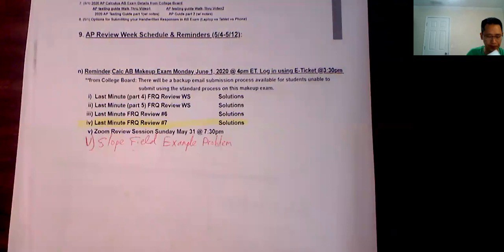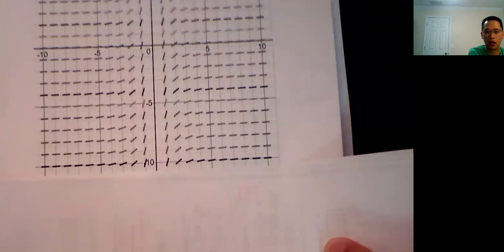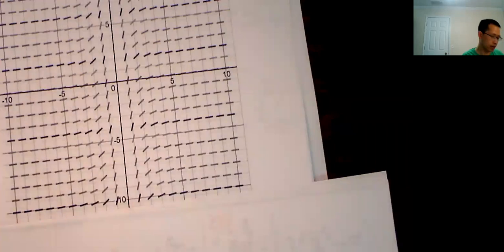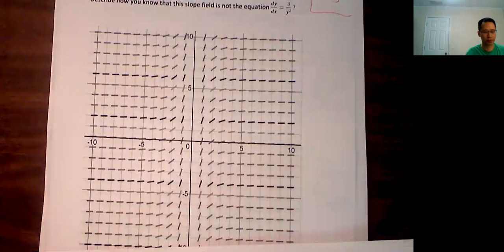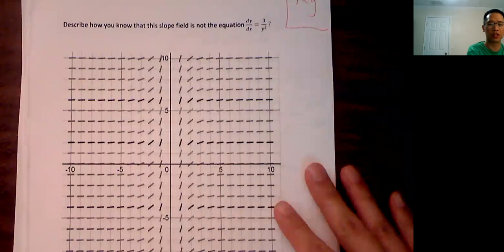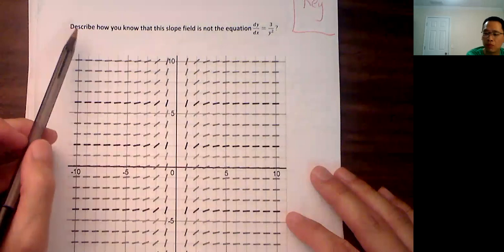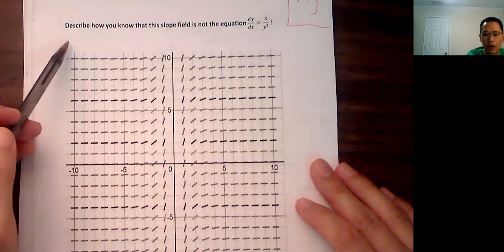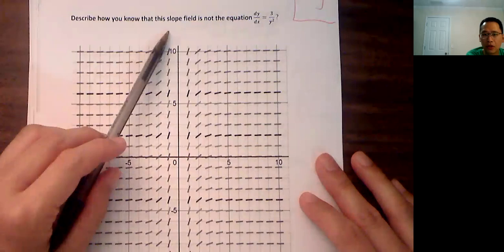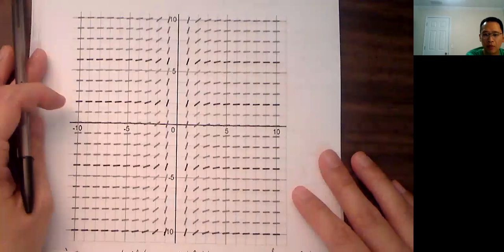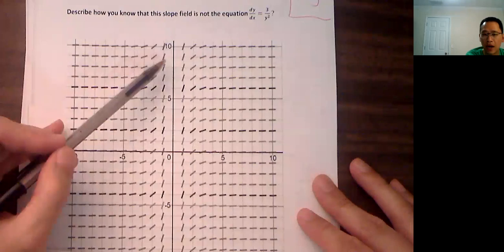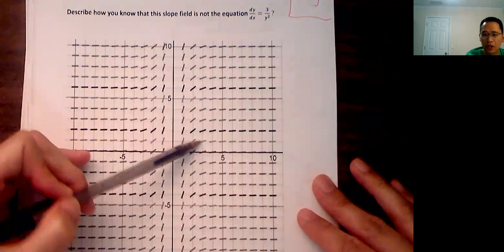Okay, so this is the similar problem that I saw. Let me see if I can make this a little easier for you guys to see. Okay, so here's the problem that was similar to the exam. I don't think this showed up on every version, but I saw a slope field, so I figured, might as well get more comfortable with it or review it. It says, describe how you know that this slope field is not the equation for 3/y², right? How can you tell by looking at this that this can't be 3/y²? The question was to list out the properties that conflict between this slope field and this differential equation.